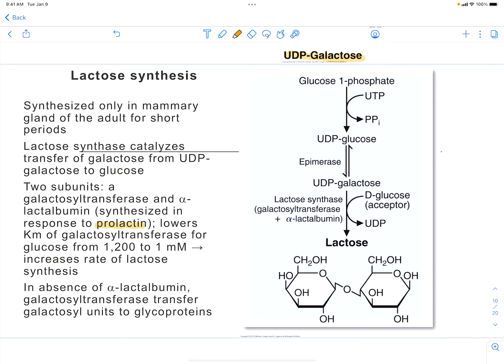And you're going to have a hormone, prolactin, that's going to lower the Km of galactosyltransferase. And so this is going to allow the production of lactose from UDP galactose. If prolactin wasn't there, UDP galactose would not generate lactose, of course. It also requires another mole of glucose in order to become lactose, because remember, lactose is glucose and galactose.